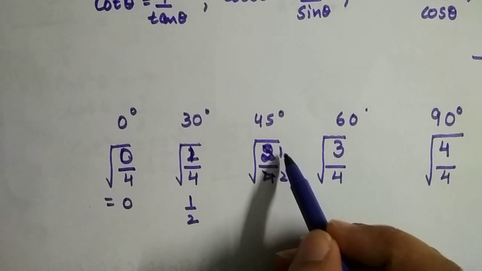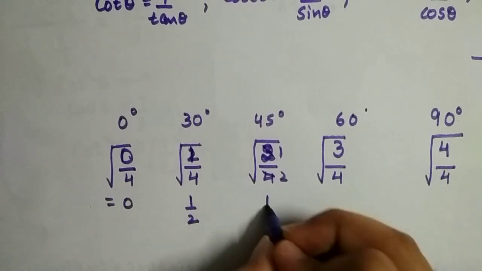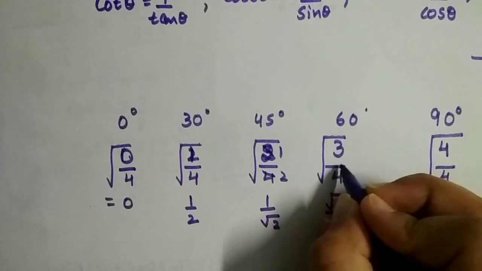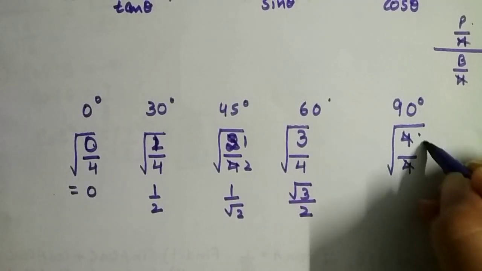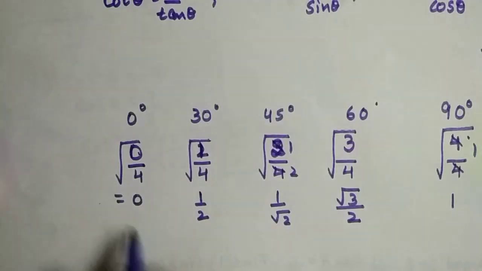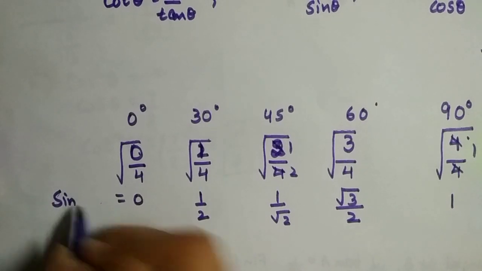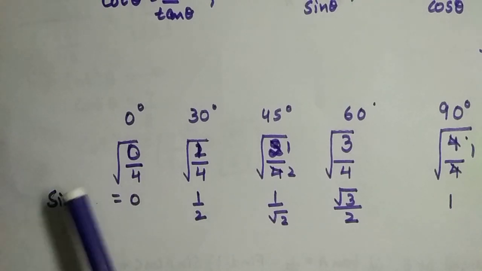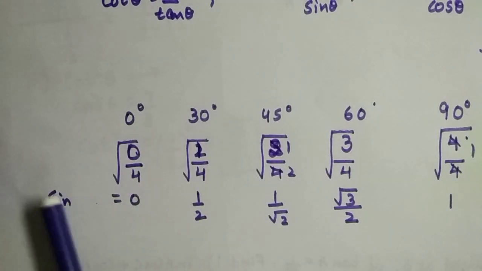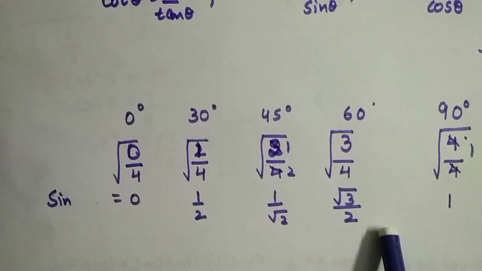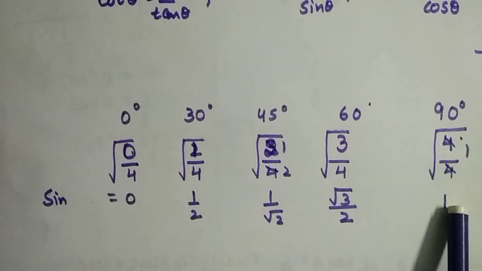Now under root of 1 is 1 and under root of 2 is root 2, so it is 1 upon root 2. It is root 3 upon under root of 4 is 2, so root 3 upon 2. Cancel 4 and 4, you will get 1. Under root of 1 is 1. So now these values are for sine. Okay, so it means sine 0 degree is 0, sine 30 degree is 1 by 2, sine 45 degree is 1 by root 2, sine 60 degree is root 3 by 2 and sine 90 degree is 1.